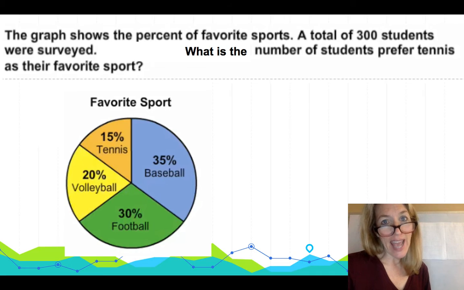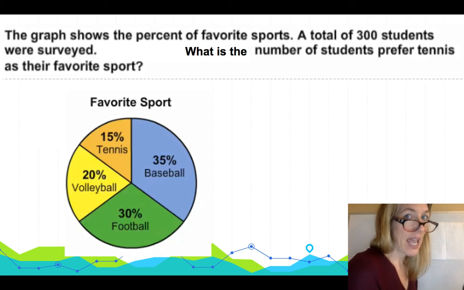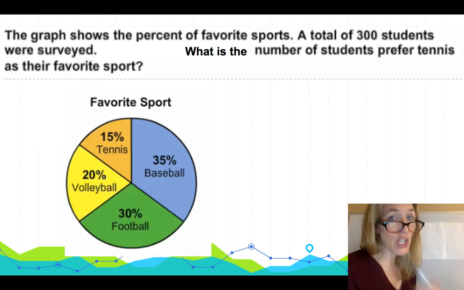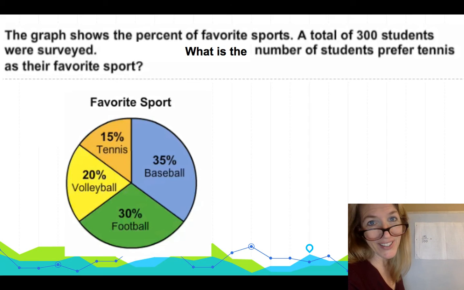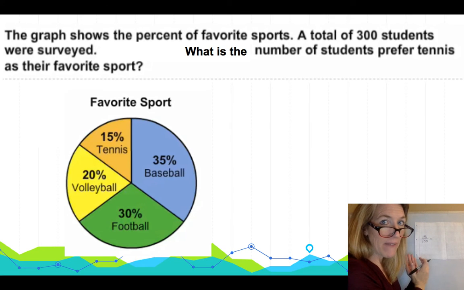Our question today asks, what is the number of students that prefer tennis as their favorite sport? So what this question is asking us is, out of those 300 people that were surveyed, how many of them actually prefer tennis? So we can answer this question by writing a proportion. And we're going to use what we know about 15%. 15% can be written as a fraction, 15 out of 100. So that's my first ratio.